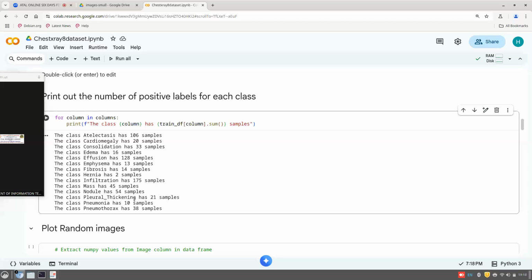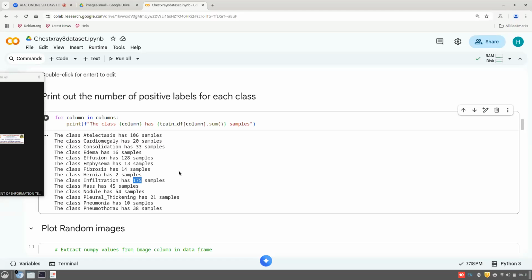So you will not get, most of the time, an equal number of disease images. This is a common problem for any medical image problem, because we don't have an equal number of patients for all the diseases. Some of the diseases like hernia have only two samples available, and for some other diseases we have 106 samples, 175 samples, etc. Infiltration has one sample.